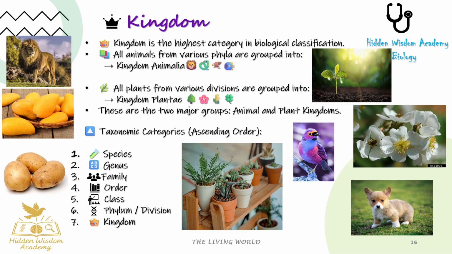Kingdom. Kingdom is the highest category in biological classification. All animals from various phyla are grouped into Kingdom Animalia, and all plants from various divisions are grouped into Kingdom Plantae. These are the two major groups, animal and plant kingdoms. Taxonomic categories in ascending order: species, genus, family, order, class, phylum/division, kingdom.